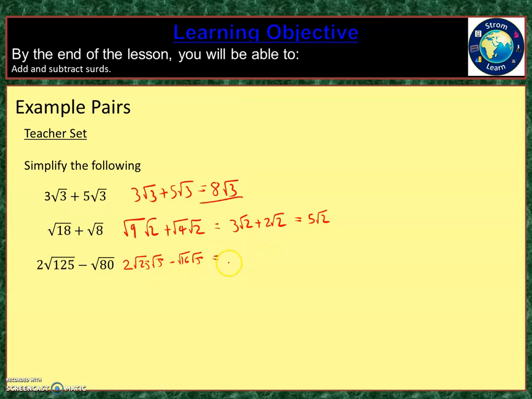So this one, root 25 is 5, so 2 root 25 must be 10, so that's 10 root 5. The second one becomes 4 root 5, and therefore when I subtract them I get 6 root 5. Okay, and there we go.